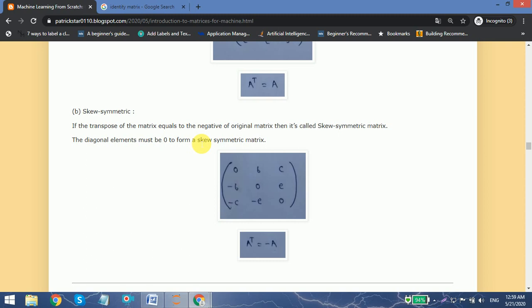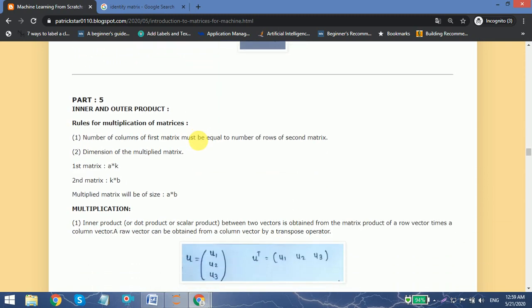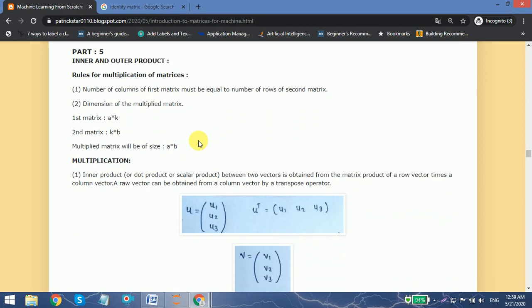so moving ahead to the next part, that is inner and outer product. Okay, so there are certain rules for multiplication of matrices: the number of columns of the first matrix must be equal to the number of rows of the second matrix, as we saw earlier. And what are the dimensions of the multiplied matrix? Say the first matrix is A cross K, and the second matrix is K cross B. Let's check if we can multiply these matrices by rule number 1: the number of columns of the first matrix, that is K, must be equal to the number of rows of the second matrix, that is K. So K equals K, so we can multiply it.